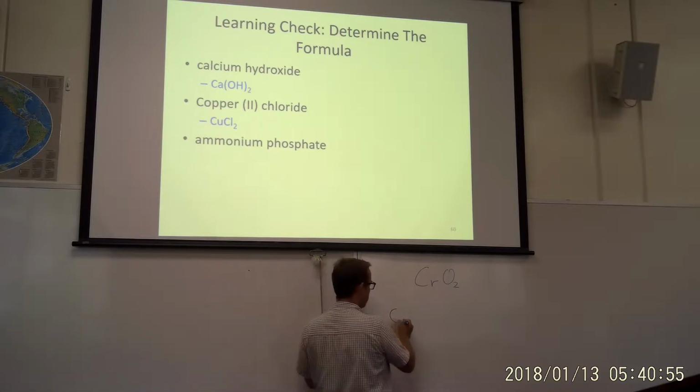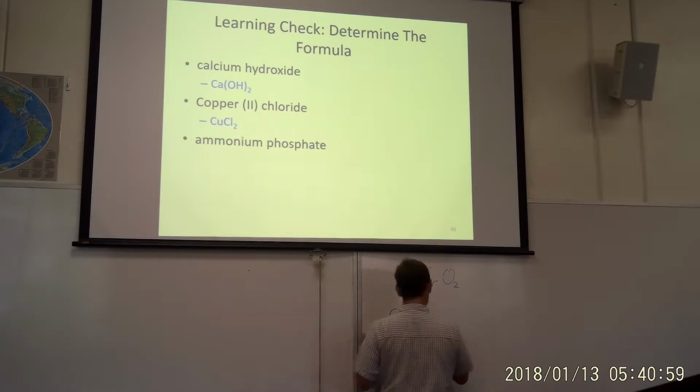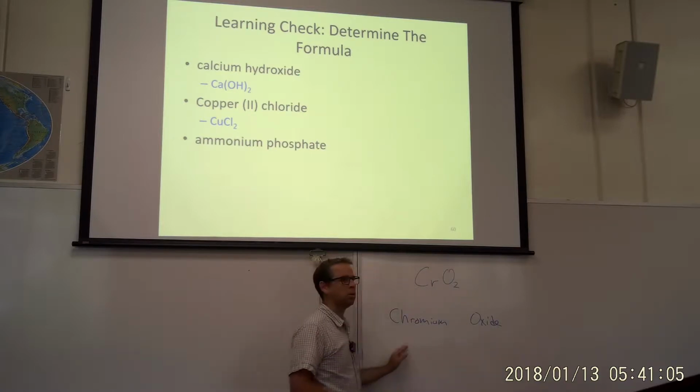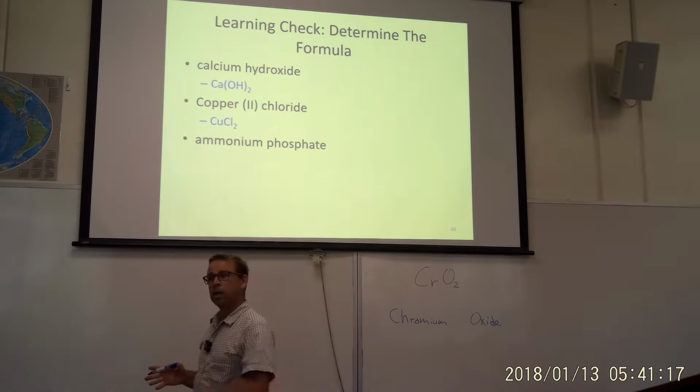We got the chromium part. That's pretty straightforward. We got the oxide part. Do we need a number, first of all? No. Why not? Because it's not two gases. It's not a metal and a non-metal? Or what? It's not two non-metals.